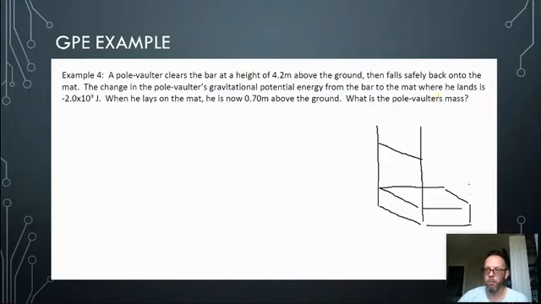But so we have this pole vaulter, and I'm going to draw a very fancy pole vaulter going over the bar and then lands on the mat. So here's our problem.